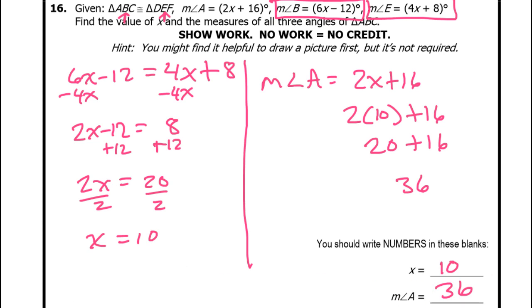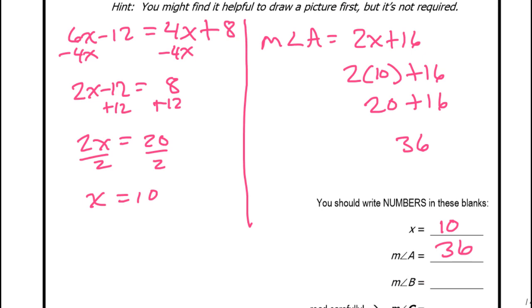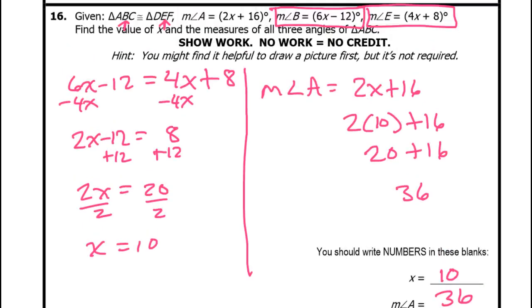I also need to find the measure of angle B. And the measure of angle B is 6x minus 12. So that means that the measure of angle B is going to be 6 times 10 minus 12. So that should be 60 minus 12. So that's going to be 48.